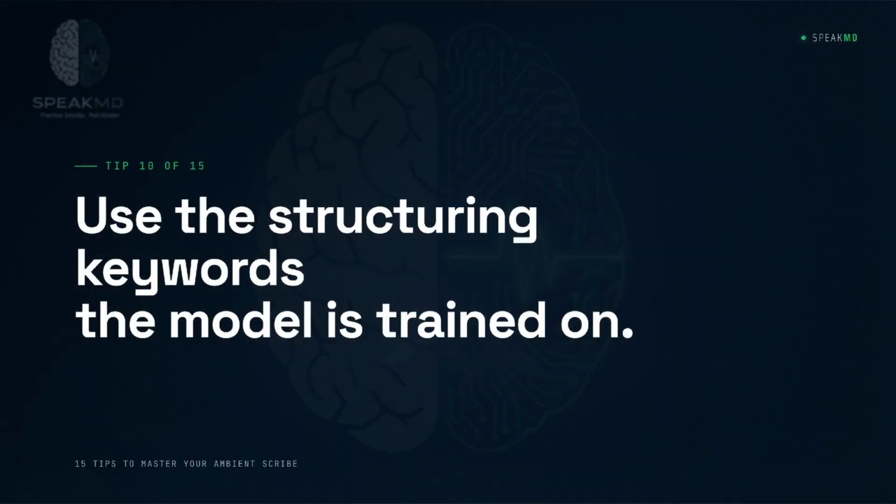Tip number 10, use the structuring keywords the model is trained on. Words matter. Certain trigger words like plan, diagnose, order, follow-up, allergy, treatment, these get routed by the AI to the correct section of the note automatically. So when you say, my plan is to start lisinopril 10 milligrams once daily for 30 days, the AI knows that's the plan section, not the HPI, not the review of systems.